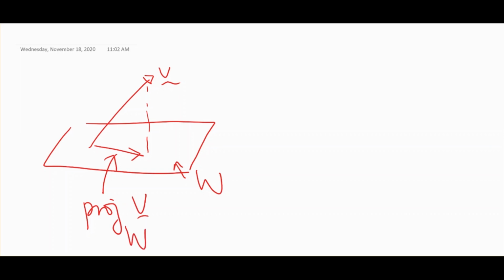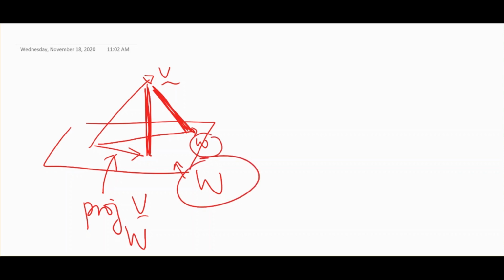Don't worry about it. And if you are looking at any other vector that is on W, let's say you have this vector that is on W, if you look at this distance right here, it is definitely longer than this distance right here. So in fact, if you're looking for a vector on this vector space W, the one that is closest to V is this vector right here. So the projection of V onto W is the one that's closest to V.